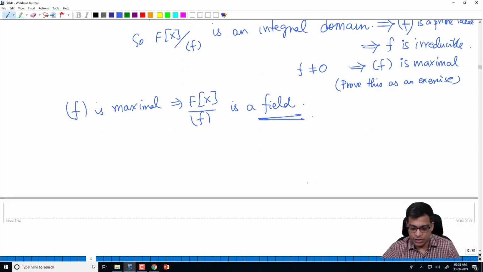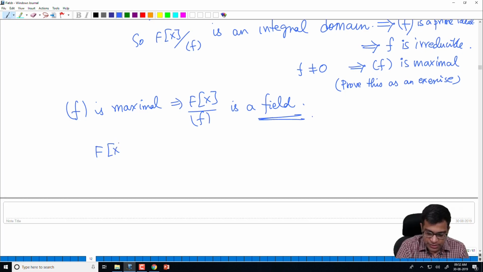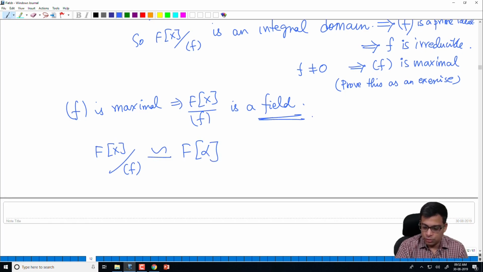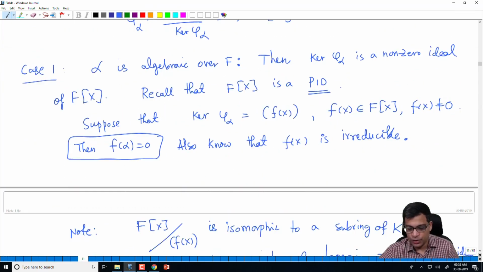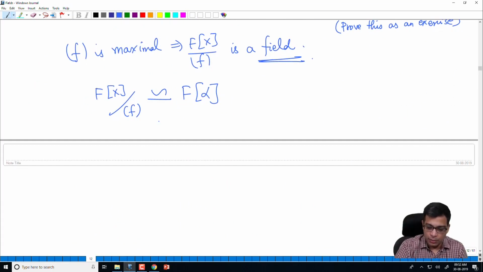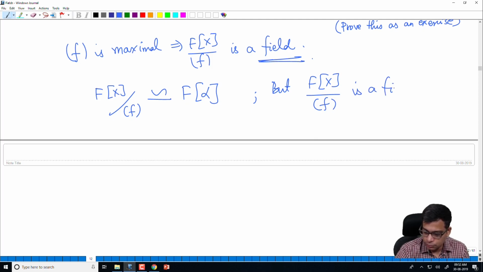So now let's take stock of where we are. We have F[x] modulo (f) is isomorphic to F[alpha]. That comes from before. The first isomorphism theorem said F[x] mod the kernel is isomorphic to F[alpha], and the kernel is (f). So F[x] mod (f) is isomorphic to F[alpha]. But this is already a field. So you have a field, and another ring which is isomorphic to that field as rings.